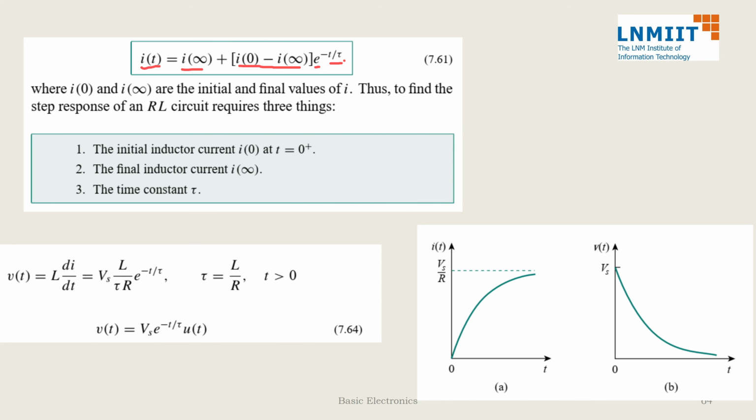So our focus is again finding three parameters: initial current I0, final current I infinity, and time constant tau. And the time constant for RL circuits is L by R. Once we have these things, we can solve any circuit.